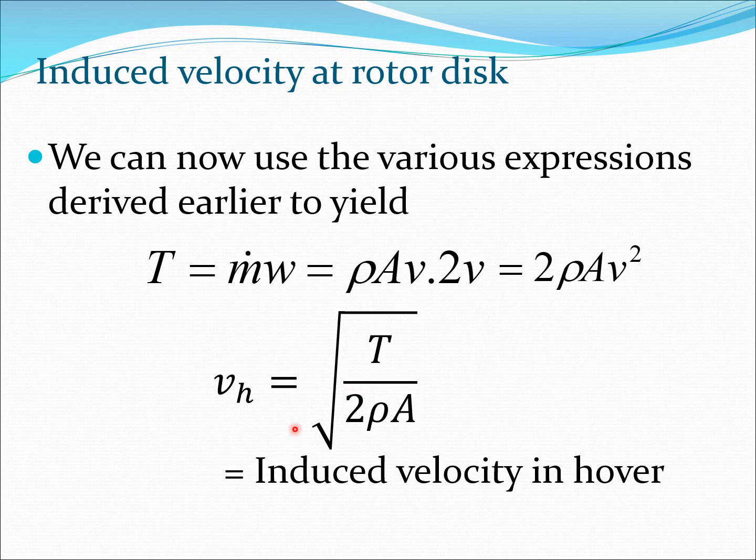We'll see the induced velocity is dependent on the thrust, which in this case is equal to the weight of the vehicle, the helicopter or the drone, and on the density of air. So if you are not on Earth, it will be different. If you are on top of a mountain, it's going to be different. If you are at sea level, it's going to be different. And also it's dependent on A, which is dependent on R. So A equals pi R square, where R is the radius of the rotor. So it's going to be dependent on the radius of the rotor.